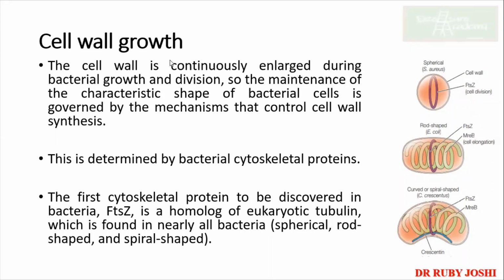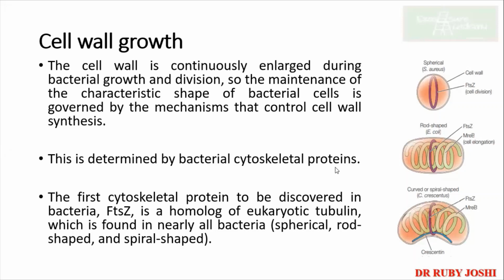Okay. Now coming to the cell wall growth. The cell wall is continuously enlarged during bacterial growth and division. So the maintenance of the characteristic shape of the bacterial cell is also important. This is determined by the bacterial cytoskeleton proteins. So this is what I was telling in the beginning, like why spherical bacteria are spherical in shape, why rod shape.